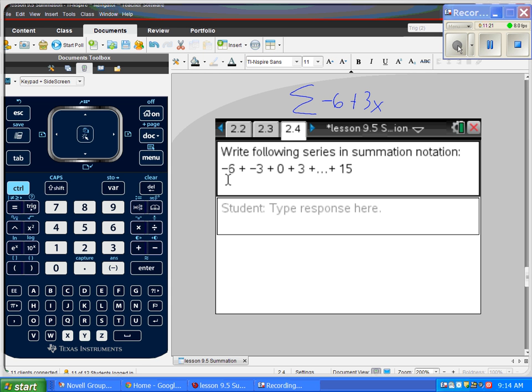If I plug in 1, I'm going to have -6 plus 3, so I would get -3, but I need to get -6. X equals 0 is where we start. Because if I plug in a 0, I'm going to get that. Now let's try it. If I plug in a 1, what do I get?